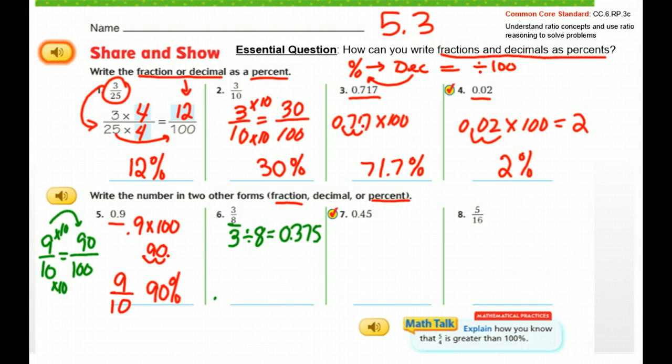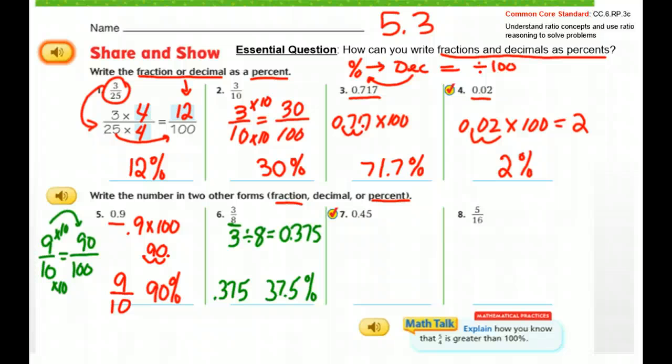And that is my decimal version. Now, if I want to take that and change it into a percent, I would go ahead and multiply it by 100, which would bounce my decimal place 2 spaces to the right, and I would be left with 37.5%. Now, on your own, I would like you to go ahead and complete 7 and 8. Go ahead and pause the video, and I'll be sharing the answers.